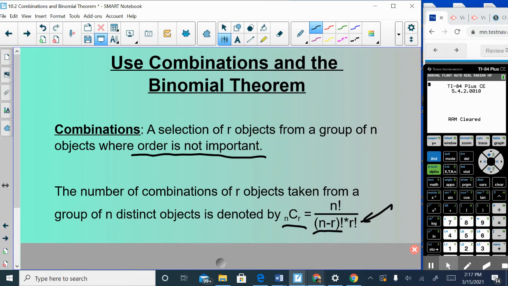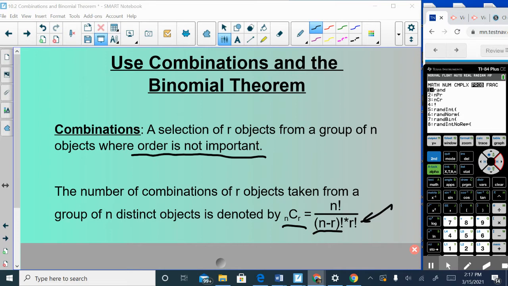However, just like with permutations, if you select math and then go over to probability, you're going to see the combinations button on your TI graphing calculators. And so our calculators are going to be able to calculate the combinations that we would need.